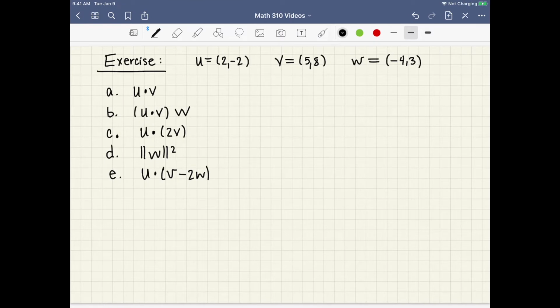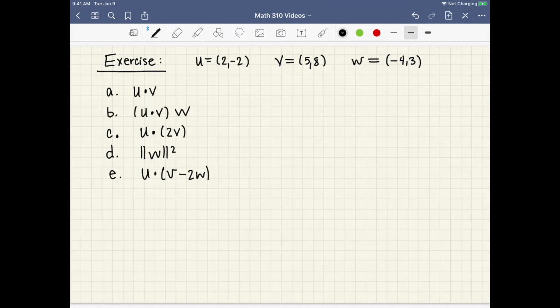This is a very short video in which I want to walk through some simple exercises involving dot product. So we're going to take vectors u, v, and w. u is (2, -2), v is (5, 8), and w is (-4, 3). And we're going to work through a, b, c, d, and e.